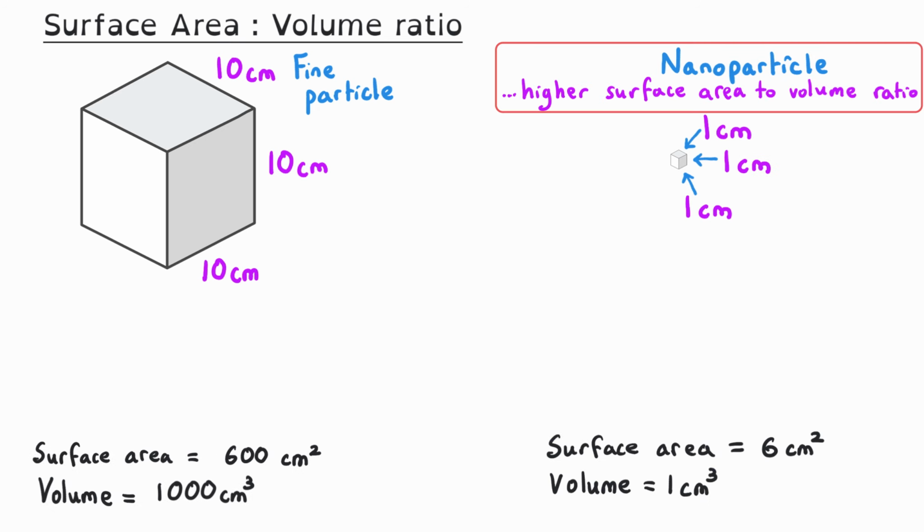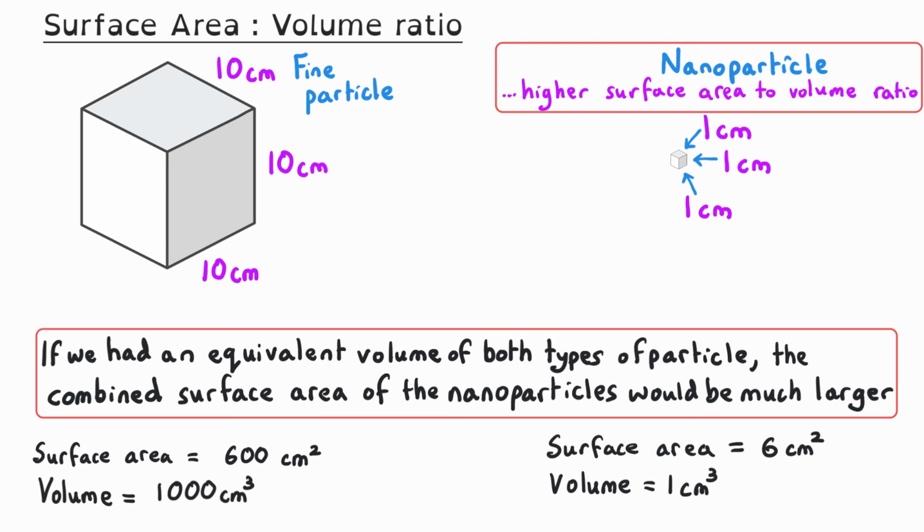Nanoparticles have a higher surface area to volume ratio than coarse particles and fine particles do. But it's not immediately obvious just by comparing one nanoparticle with one fine particle. It looks like the surface area is smaller. But what we're saying really is, if we had an equivalent volume of nanoparticles, we would have a higher surface area than we would for that equivalent volume of fine particles.